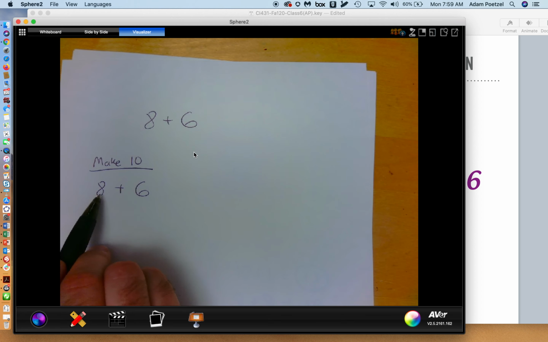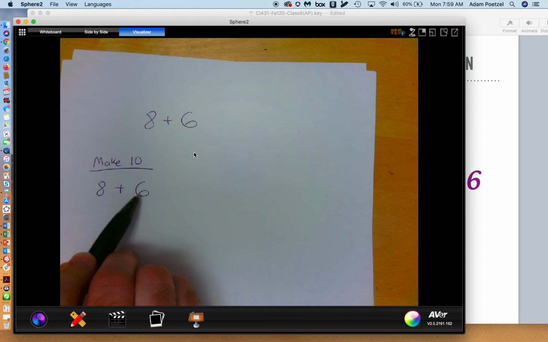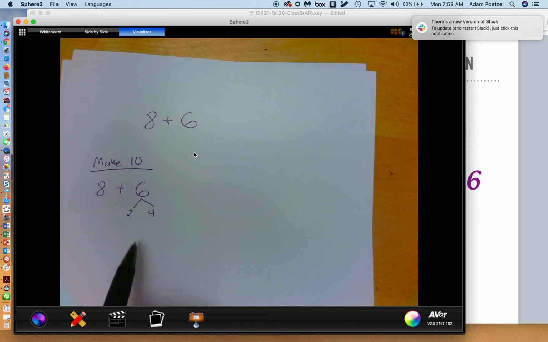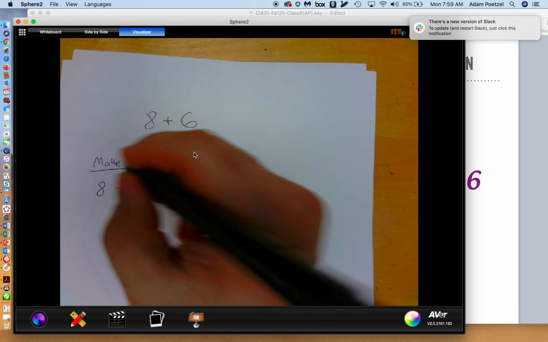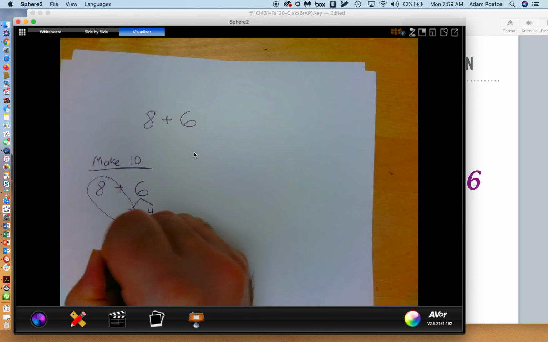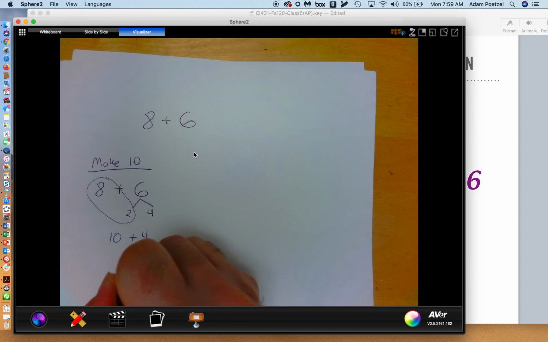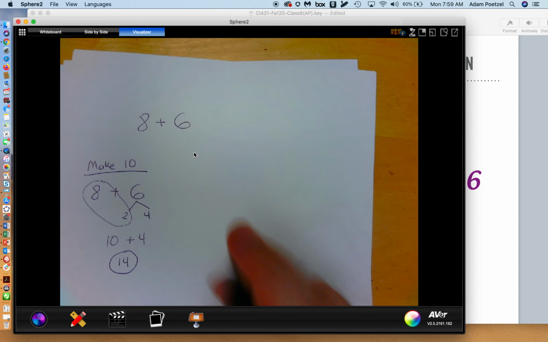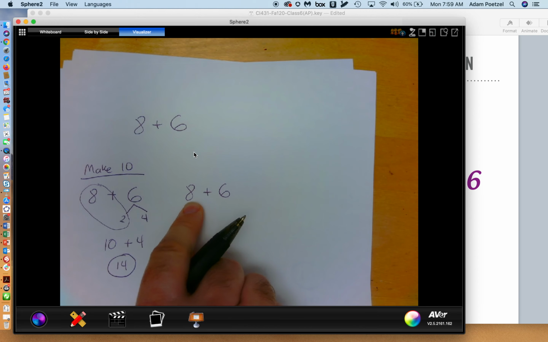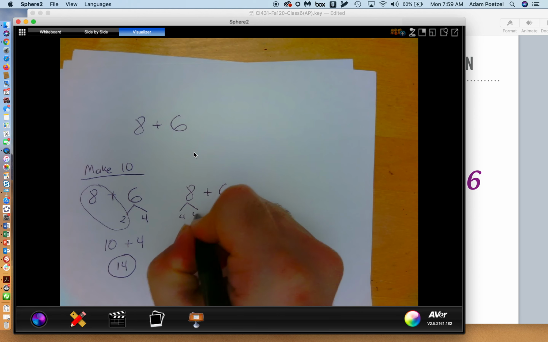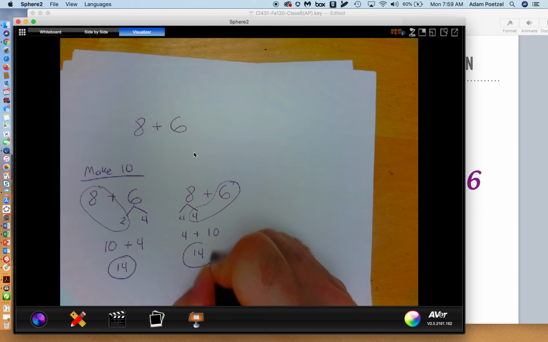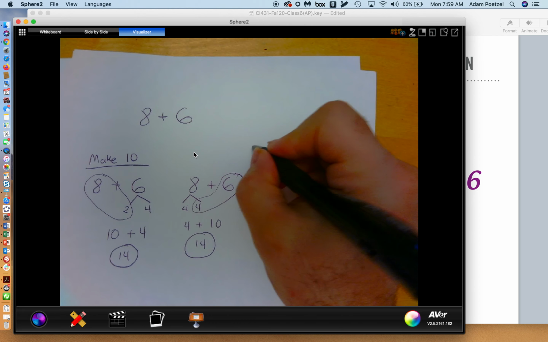For example, I know 8 and 2 more makes 10. So basically it becomes a matter of decomposing one of the other numbers to get the number that we want. So for example, here if I break the 6 down to 2 and 4, I know 8 and 2 more makes 10, and then I can add on the remaining 4 to get 14. And that works just the same as if I had realized, well, I know 6 and 4 makes 10, so I could take 4 from the 8 and add the remaining 4, and I get my 14. And that's an example of the make 10 strategy.